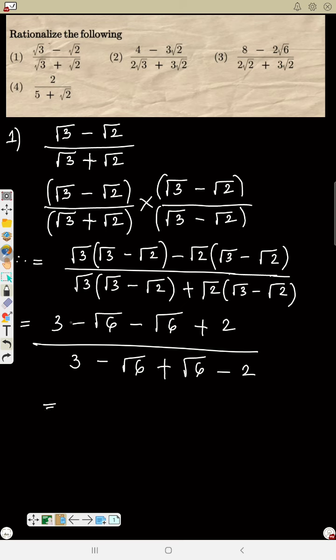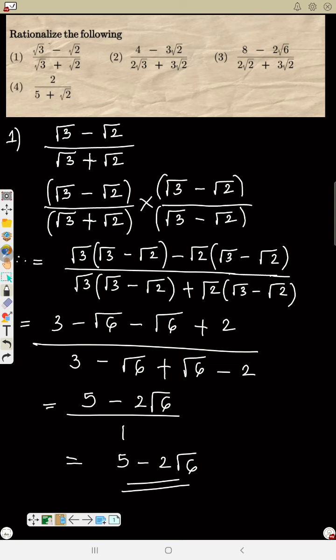So now look at the top one. We have 3 plus 2. 3 plus 2 is what? 5. Then minus 1 root 6 minus 1 root 6, that is minus 2 root 6, divided by 3 minus 2, that is 1, minus root 6 plus root 6, that is 0. So this becomes 5 minus 2 root 6. Answer. So that means we have solved the first one. Now let's move to number 2.